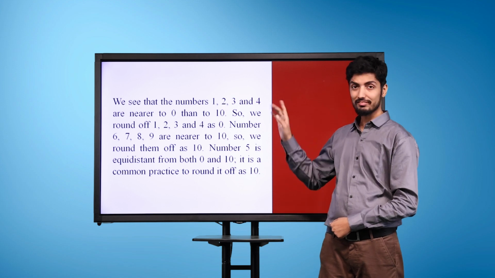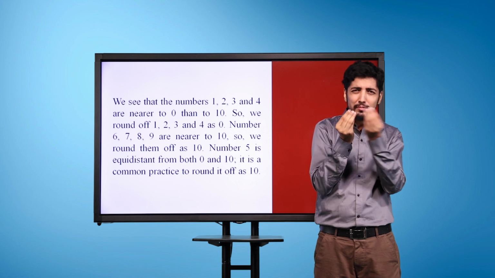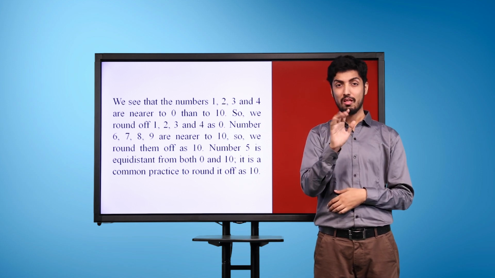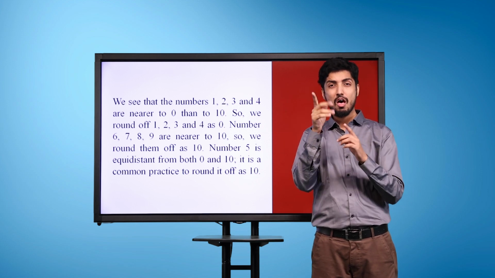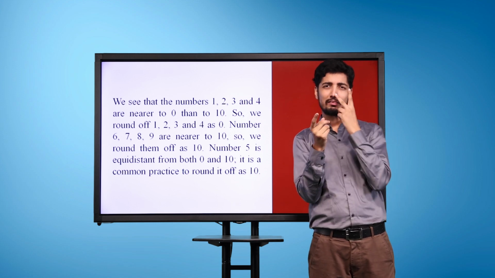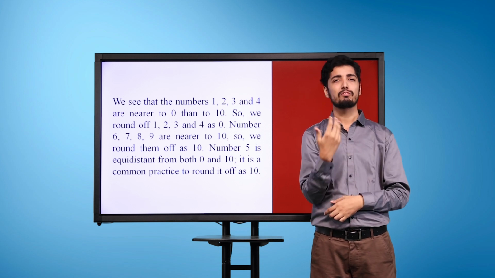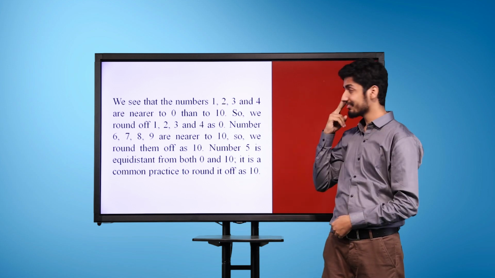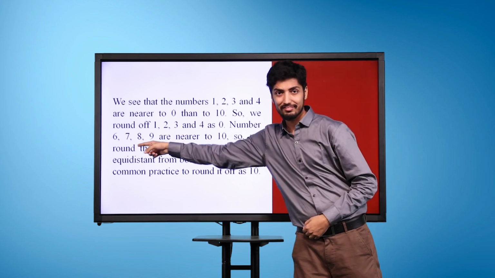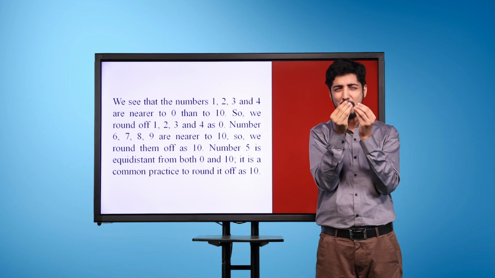We see that the numbers 1, 2, 3 and 4 are nearer to 0 than to 10. So we round off 1, 2, 3 and 4 as 0. Numbers 6, 7, 8, 9 are nearer to 10. So we round them off as 10.